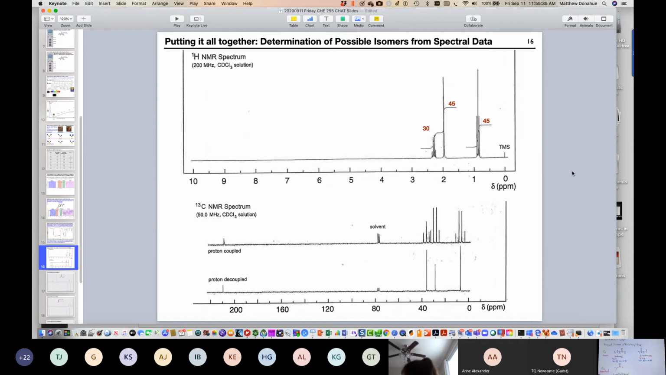Now let's do the same thing for the branched isomer, 2-methylpropanal. How many unique carbons do you see?